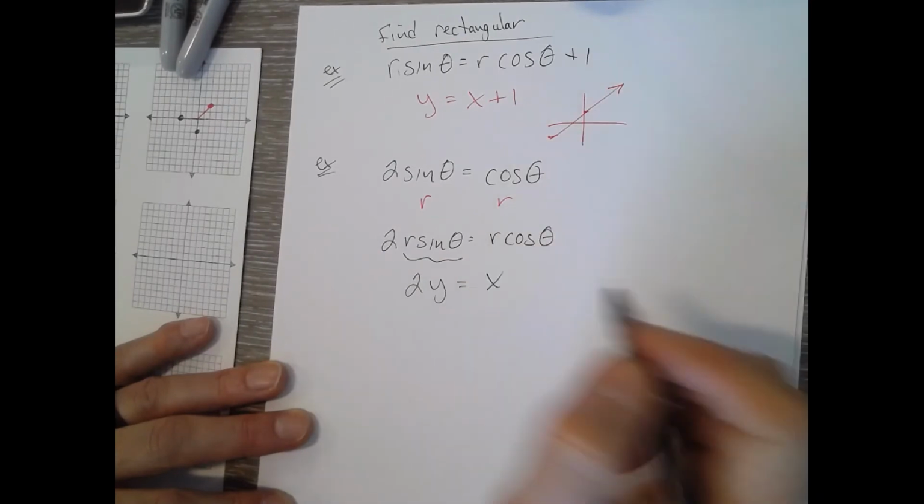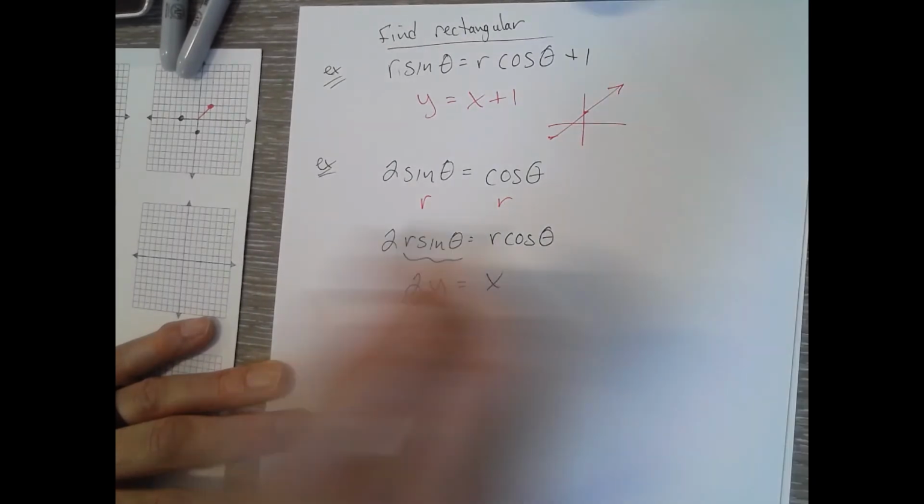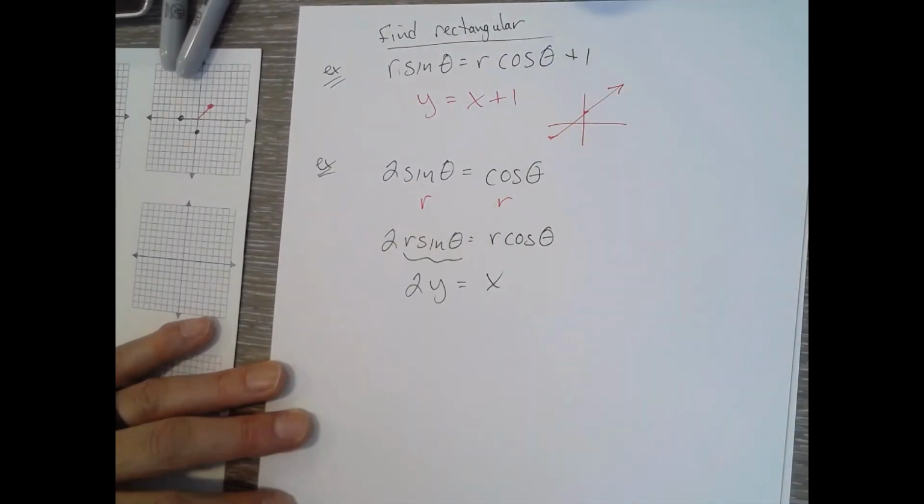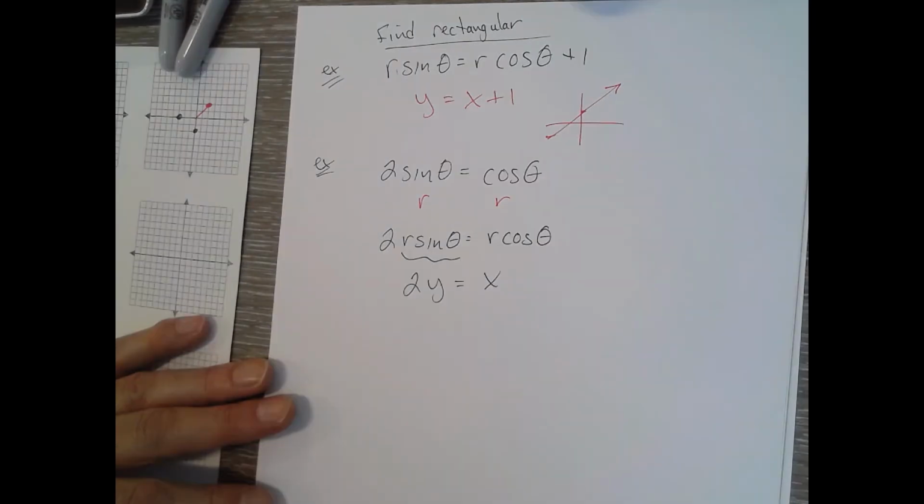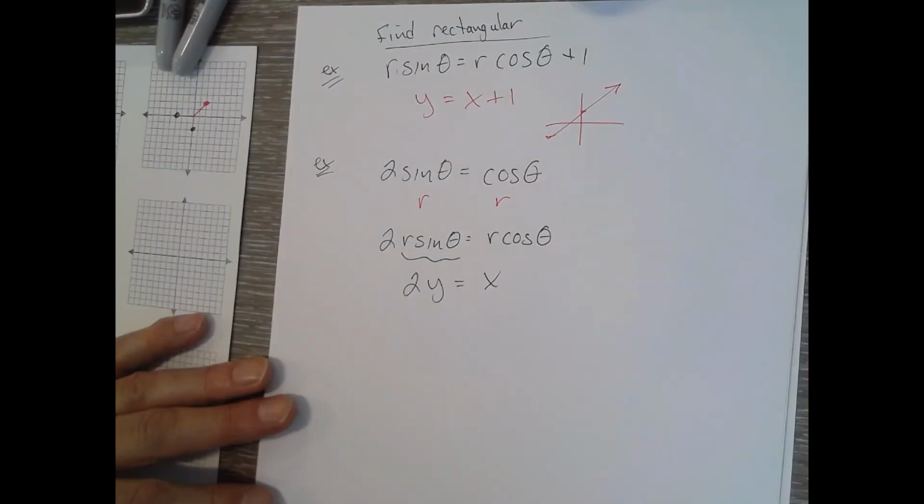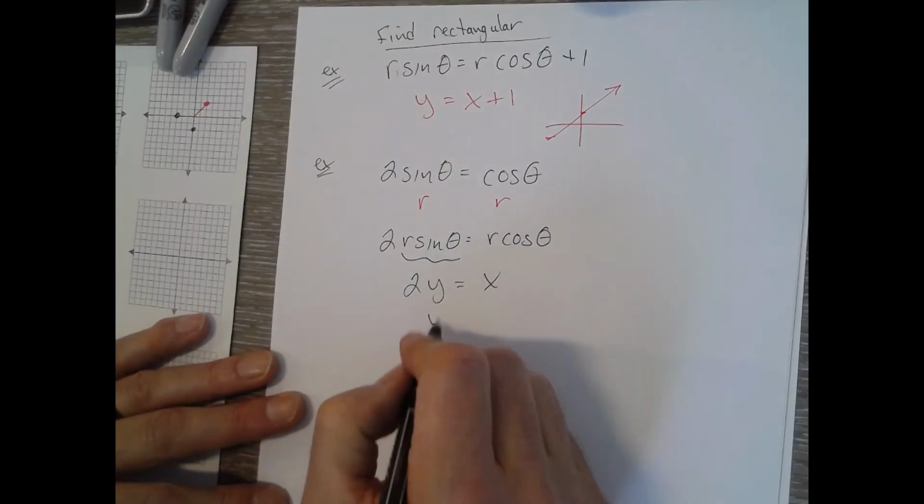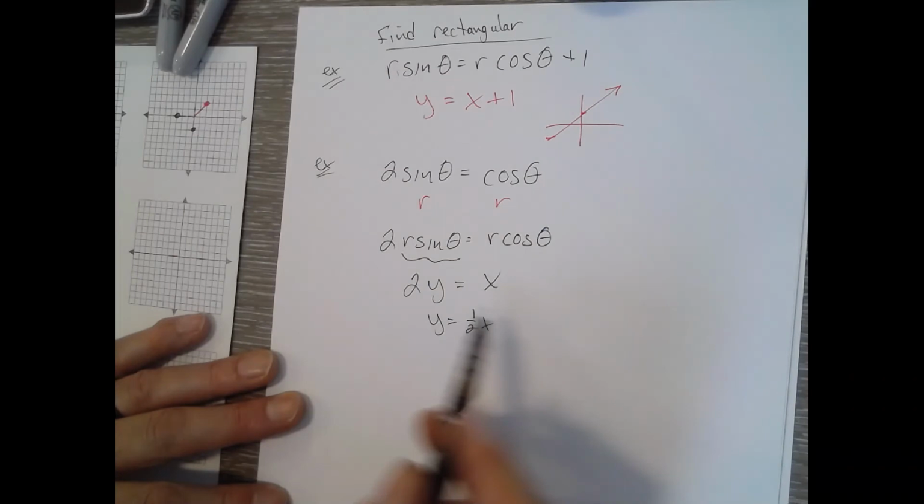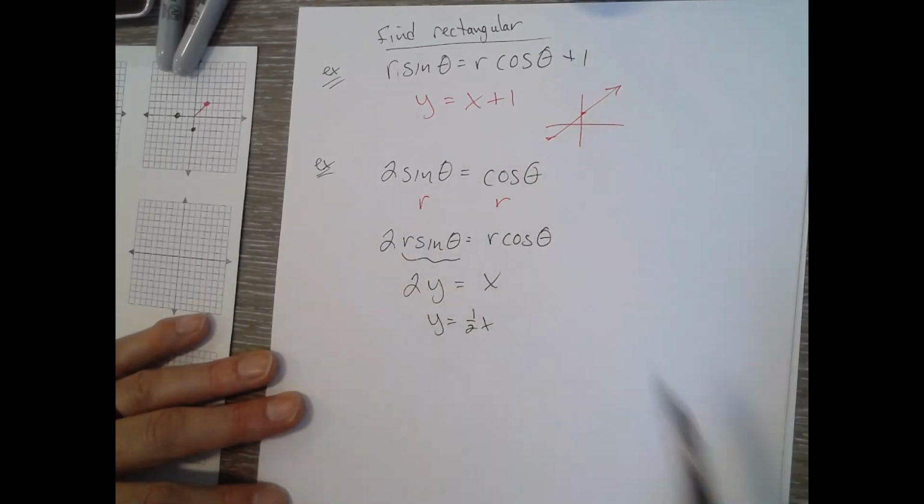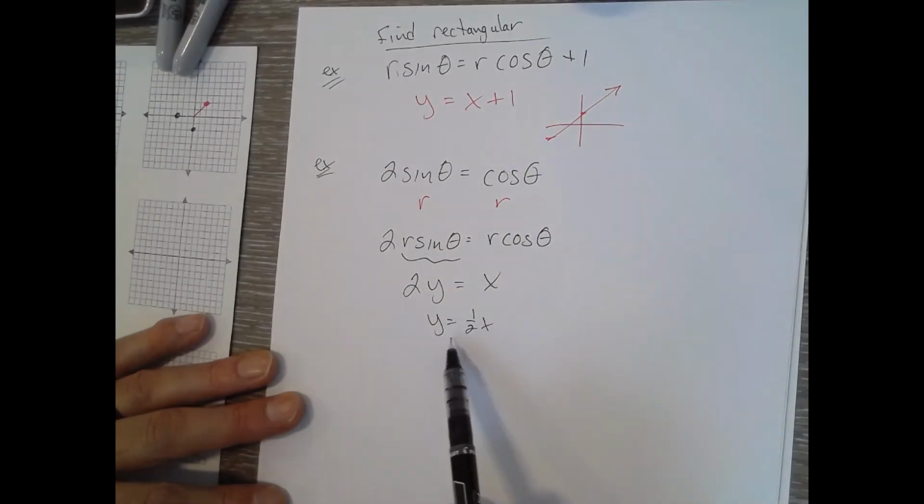So that's the trick. Sometimes you're going to square both sides, or multiply both sides by R. You just kind of figure out what will help you get to where you need to go. So if I divide it by 2, y equals 1/2 x. So it's just the line. This right here is y equals 1/2 x.